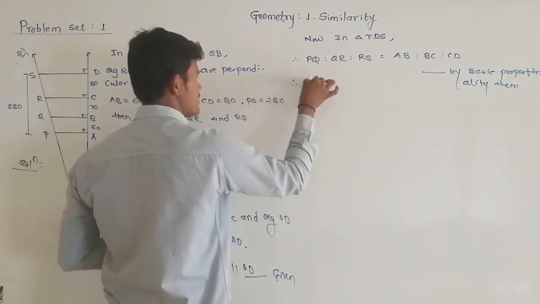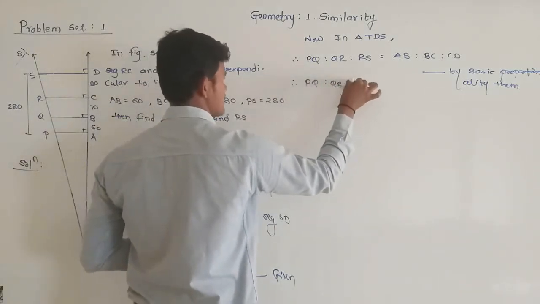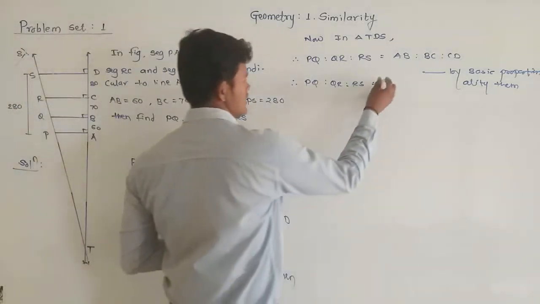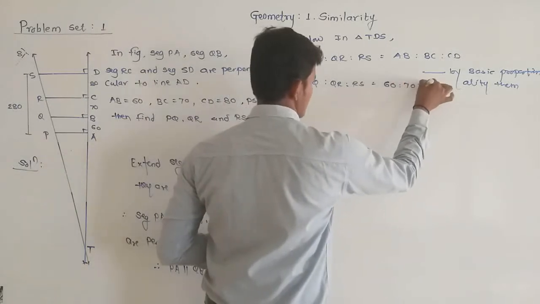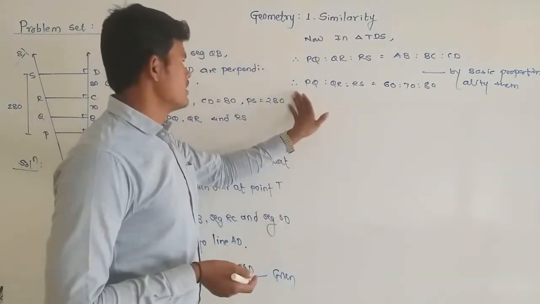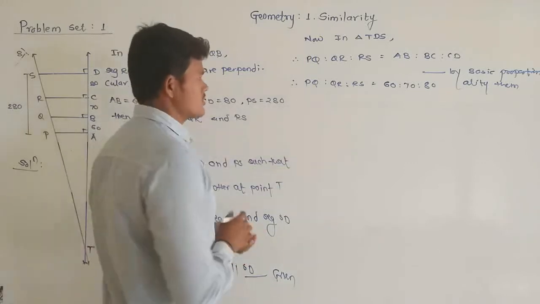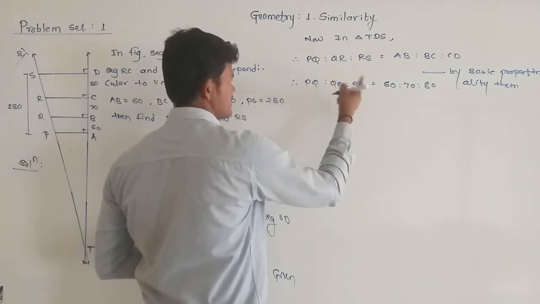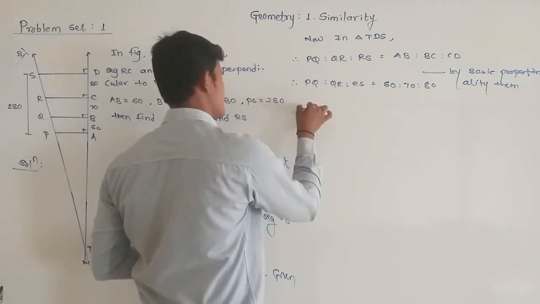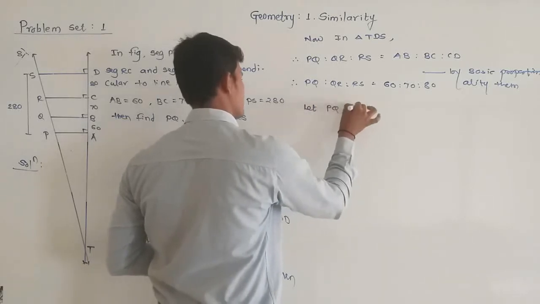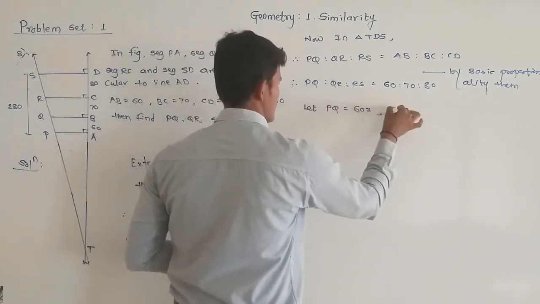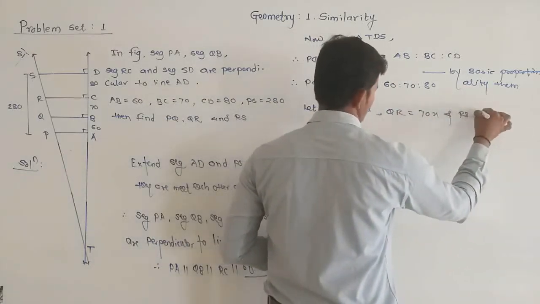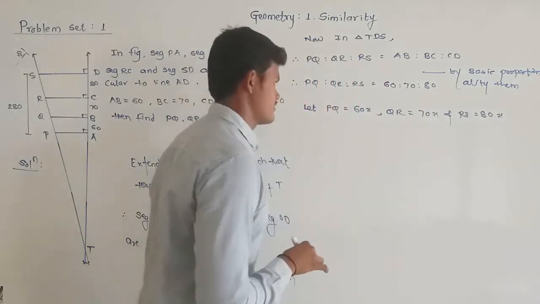That means PQ to QR to RS is equal to, but the length of AB is 60, BC is 70, CD is 80. So we get 60 to 70 to 80. That means all the three segments are in proportion with segments AB, BC and CD. So let PQ equal 60x, QR equal 70x, and the length of RS equal 80x.